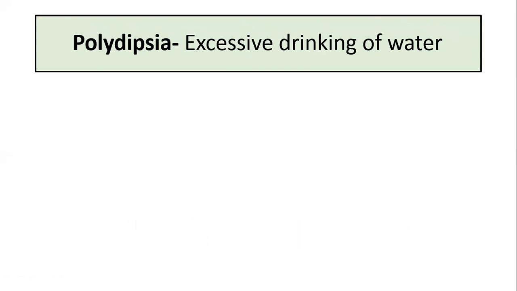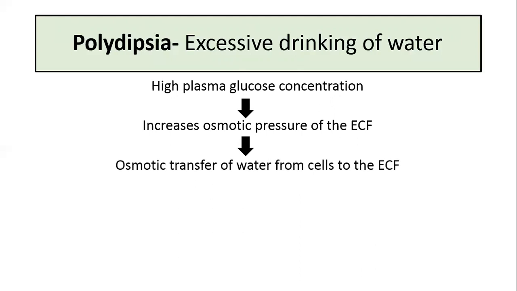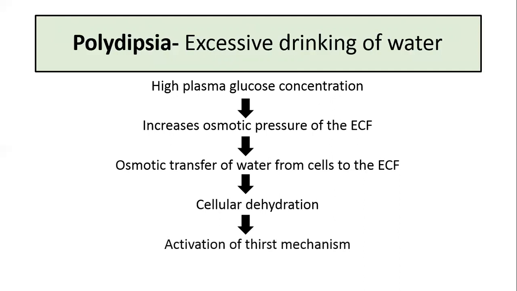In diabetes mellitus, there is high plasma glucose concentration, which will increase the ECF osmolarity, and this would increase the osmotic pressure of the extracellular fluid. This would cause an osmotic effect, and water from the intracellular fluid or cells will move to the extracellular fluid. So there is osmotic transfer of water from the cells to the extracellular fluid. This would cause cellular dehydration, and the cells of the thirst center are stimulated due to the cellular dehydration, causing activation of the thirst mechanism, which increases the water intake, causing polydipsia.